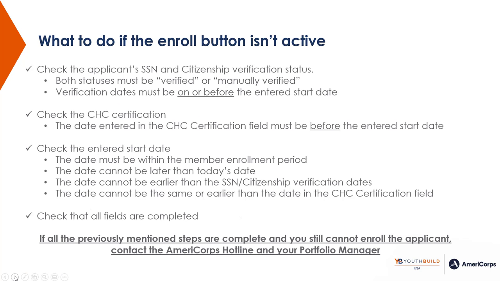If the enrollment button isn't active, so it's showing up as grayed out and you're not able to click it, here are some reasons why that might be. Their Social Security and Citizenship verification status may not be done. You may need to make sure that CHC verification is correct. You've got to make sure the start date is entered correctly, and you've got to make sure that all the fields are completed.